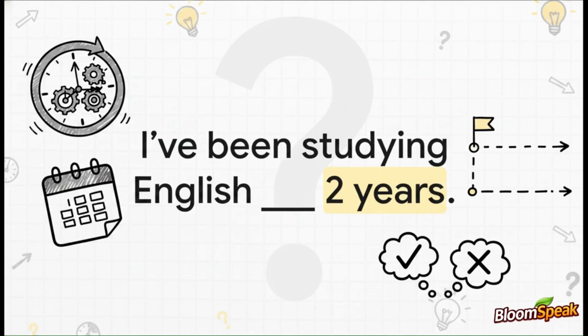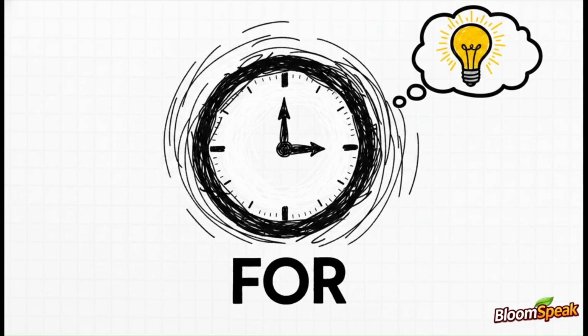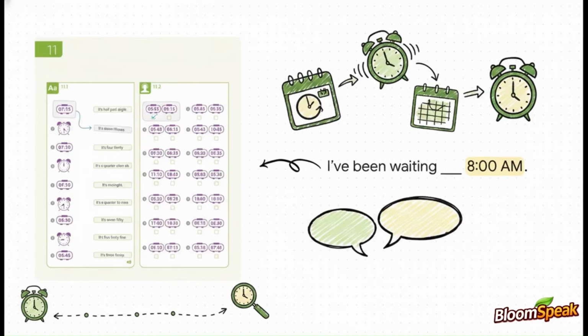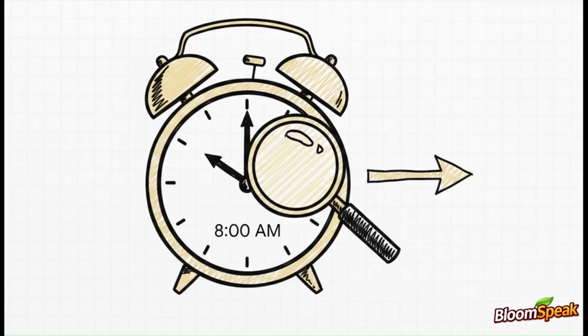Let's keep the pace up. "I've been studying English 2 years." And it's for. Yep, 2 years is another one of those periods of time. I bet you're starting to see the pattern now, aren't you? Okay, take a look at this one. "I've been waiting 8 a.m." And that has to be since. Why? Because 8 a.m. is a super precise starting point, a specific time on the clock.